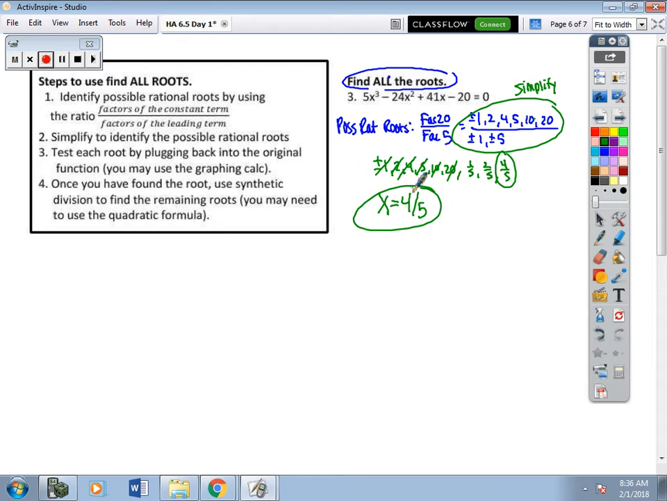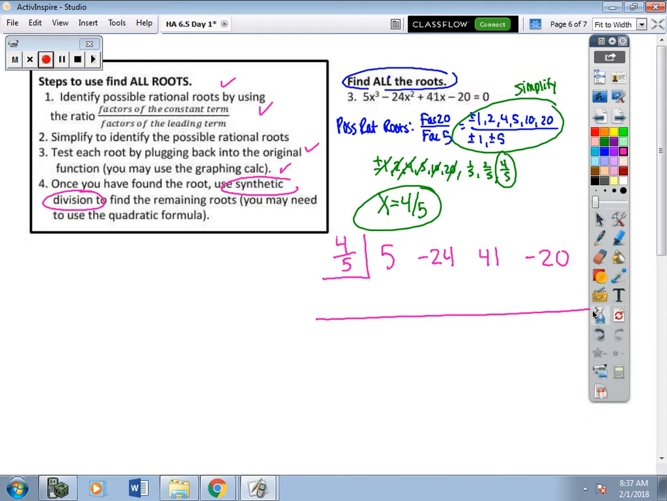Now, what we're going to do next, we've done this before. Once you have found the root, you're going to use synthetic division to find the remaining roots. You're going to have to do synthetic division with a fraction. And you're using this with the original equation. So 5, -24, 41, -20. That's not going to be as bad as you think.